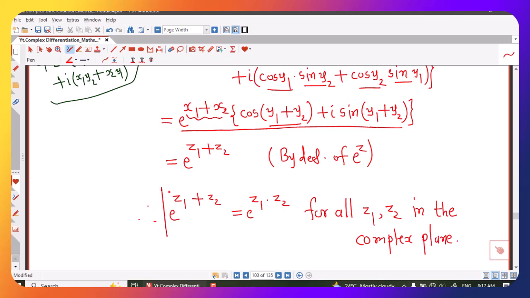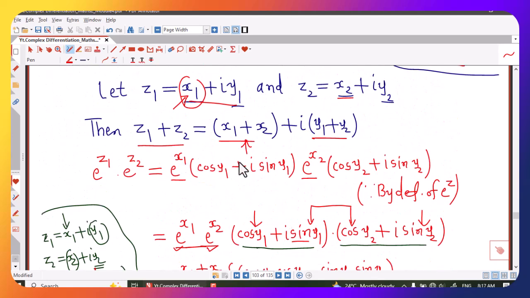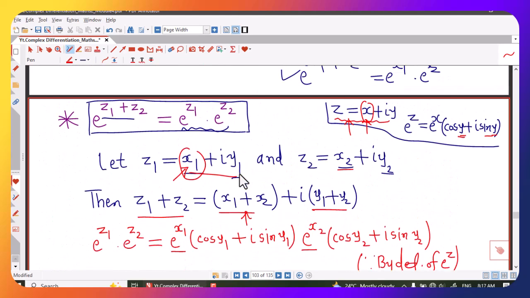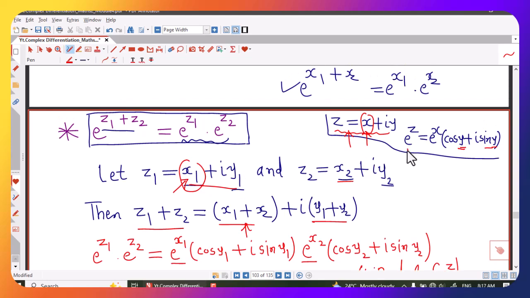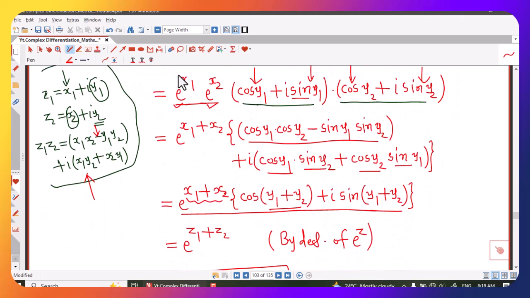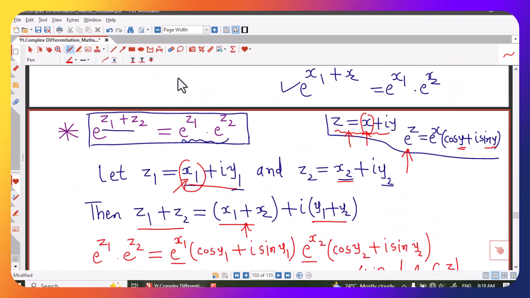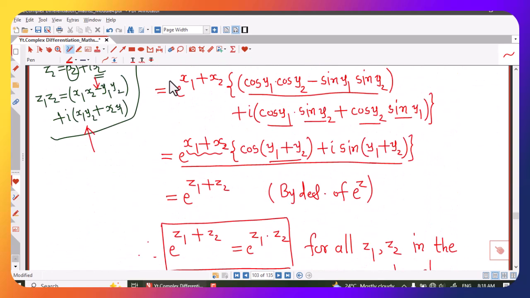So complex exponential function also satisfies this property, which is similar to the real exponential function, and it is very easy to prove this property. We have just used the definition of exponential function, and we have used the definition of product of two complex numbers. So here we stop, and we will continue with properties of exponential function in upcoming lectures.